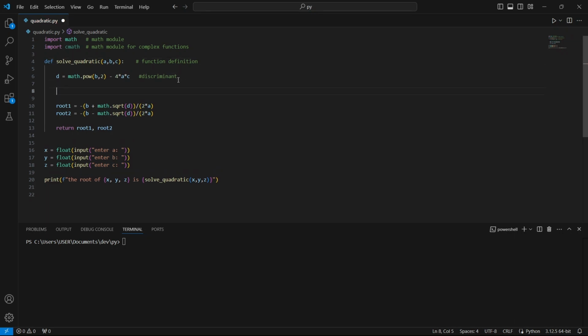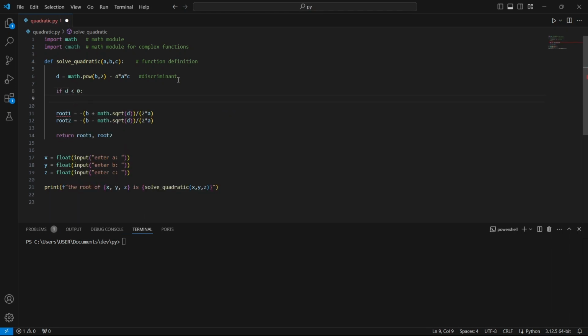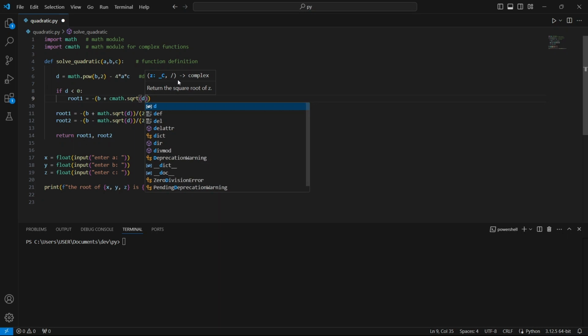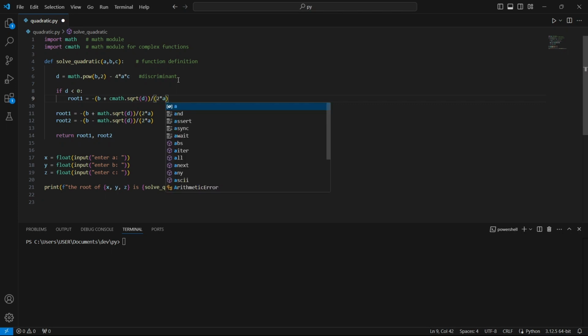So we can go ahead and say if d less than 0, right? If d less than 0, so root 1 should be equal to minus b plus cmath. Have you seen the difference now? cmath square root, then d, all divided by 2 times a.